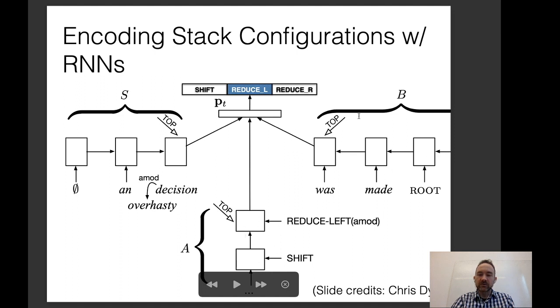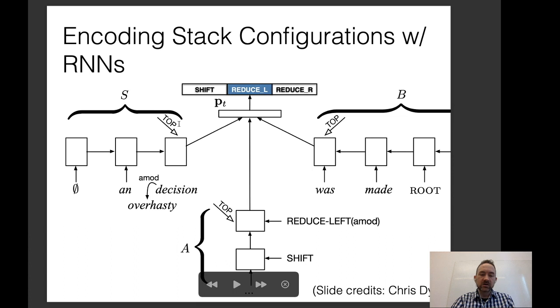So the buffer is relatively simple. It's just all of the words that we have seen so far, and we can run a backwards LSTM here to get the encoding. We can also have the previous actions. So this is just all the actions we've done before. We could use a simple LSTM or recurrent neural network to encode this.